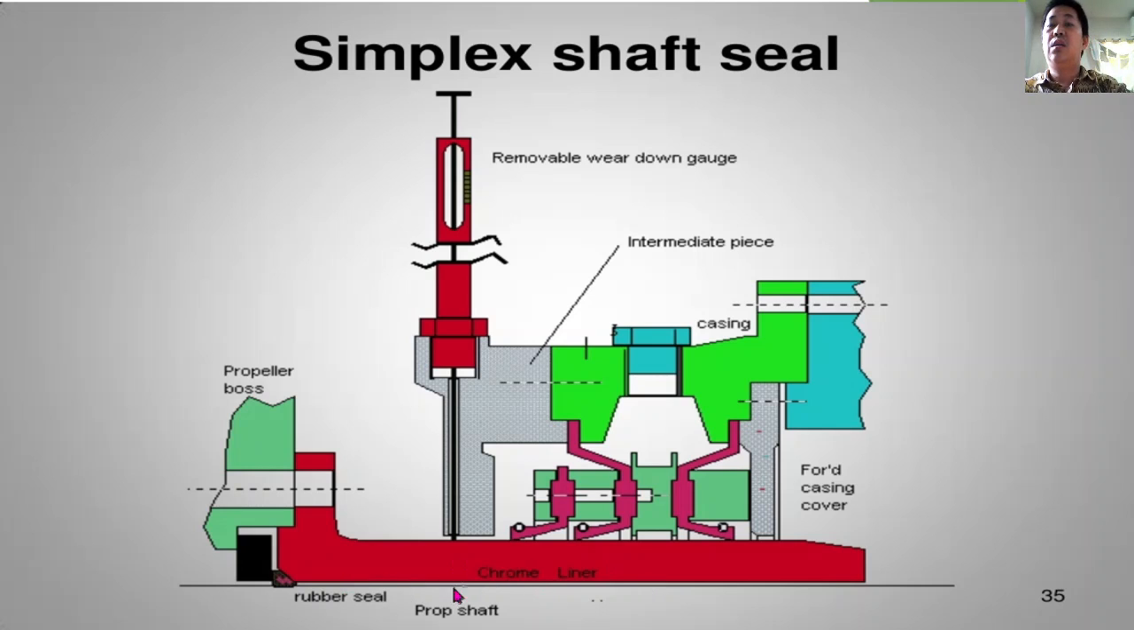It should be inside the tolerance, the plus and minus value. It should be inside there. If it is misaligned too much and not inside the range, the propeller shaft should be overhauled and pulled out, and the bearing should be replaced with new spares, as well as the seals. So this is the use of the wear down gauge.